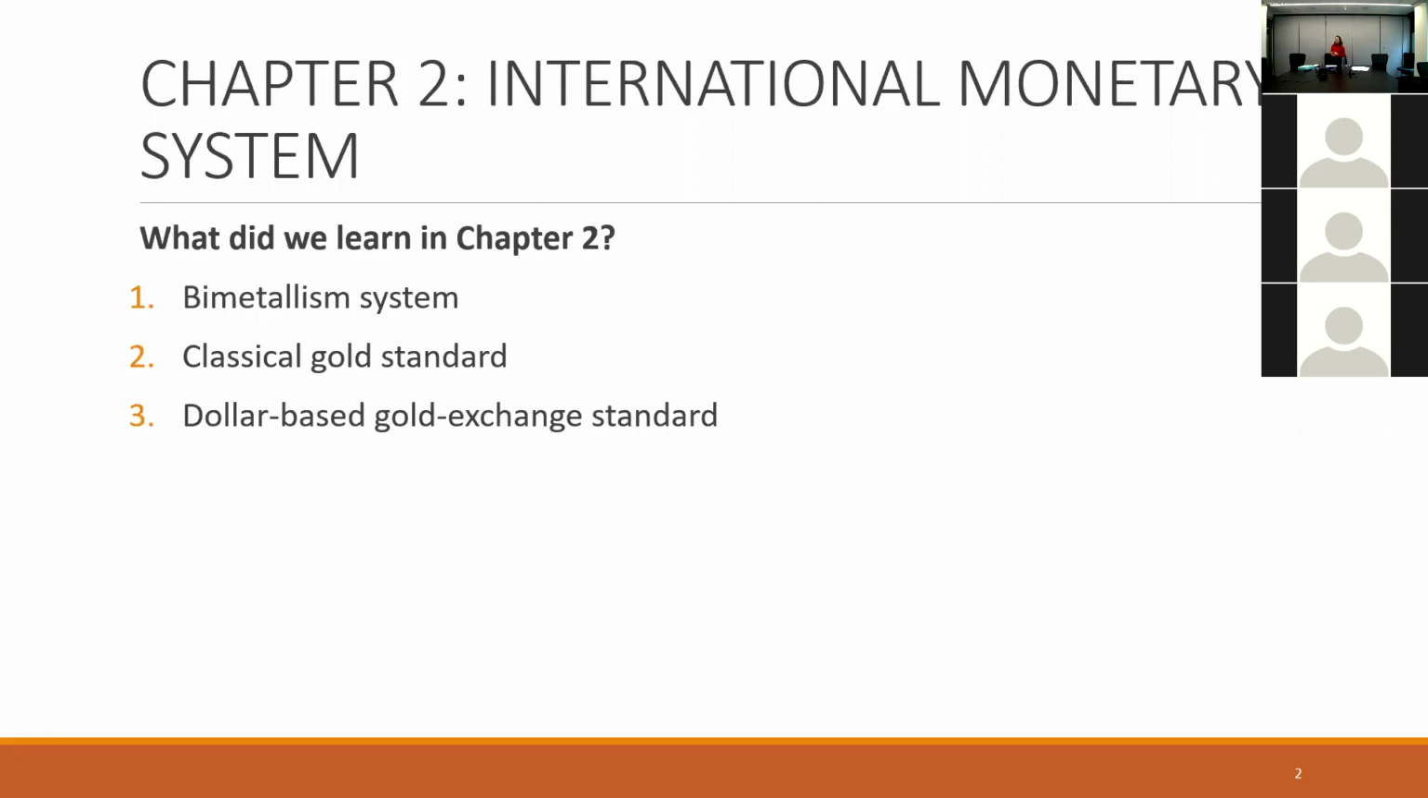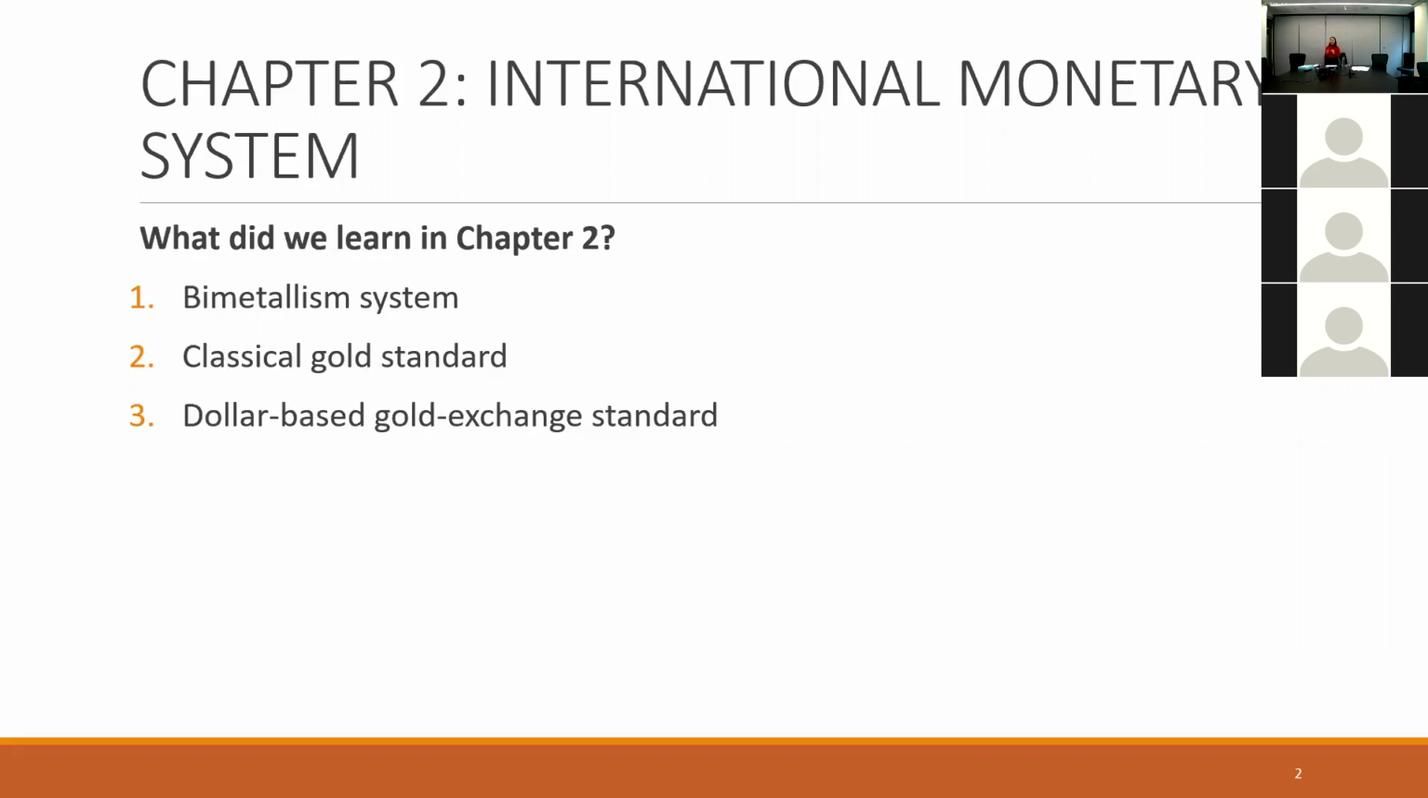The classical gold standard collapsed when World War I happened and people started to devalue their currency against the gold. And this was motivated by their need to finance their war, right? So they needed to export more to be able to have enough money to finance their weapons, and so on and so forth.